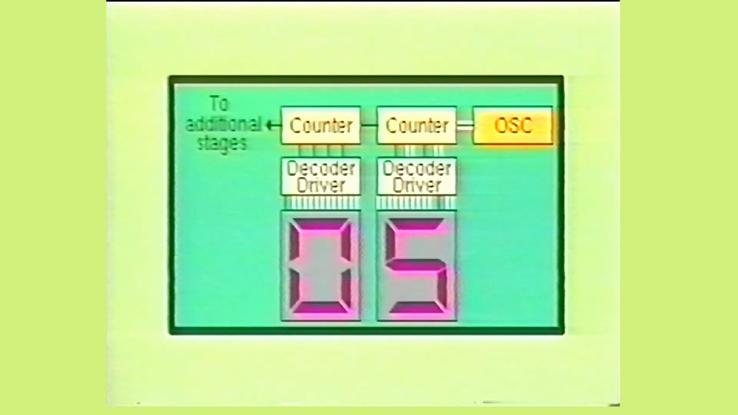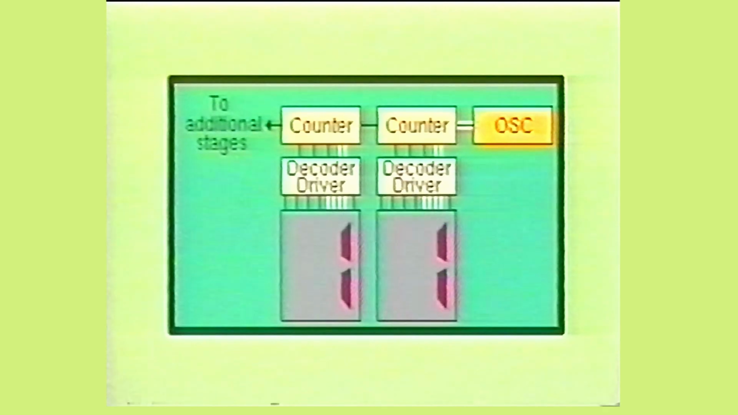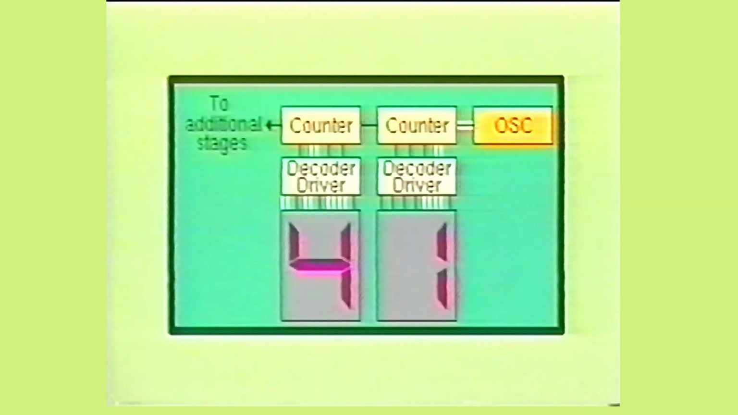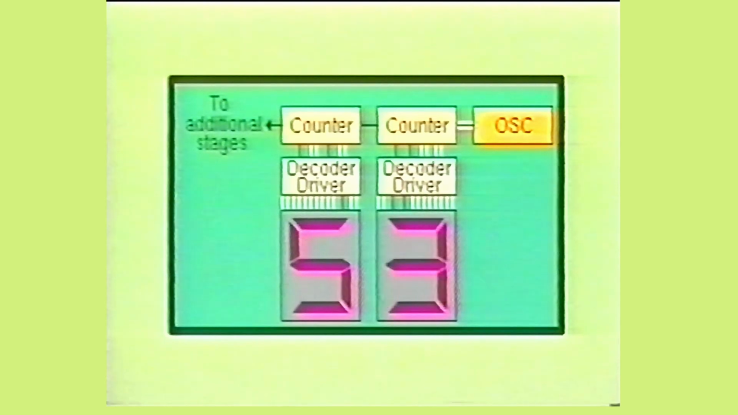A circuit capable of counting higher than 9 may be designed by cascading a series of counter decoder driver ICs to any given length desired. In this simple circuit shown, the 50 kilohertz oscillator is fed into a divide by 50,000 counter. The 1-second pulses are then fed into a divide by 10 counter.